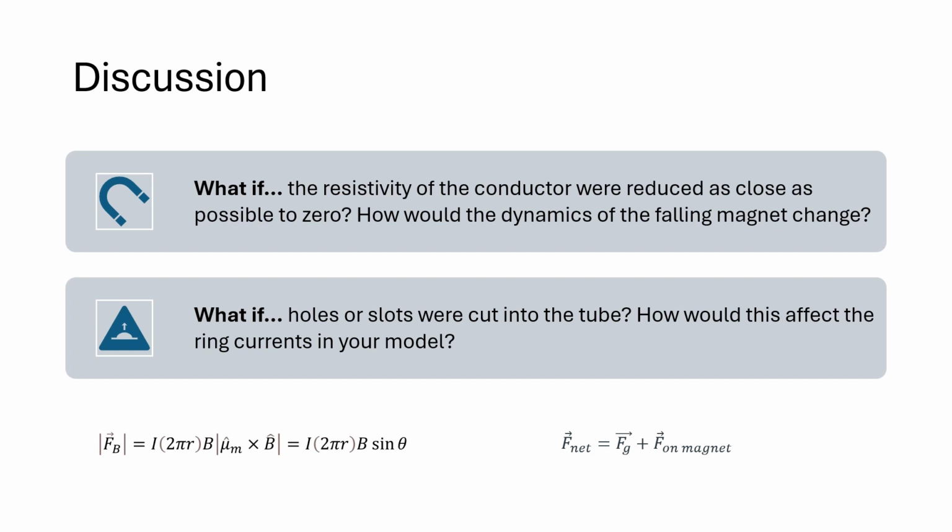Secondly, if there are holes or cuts, they would disrupt the continuation of the rings in the aluminum tube. These rings allow for the induced current to flow around the tube as the magnet falls. Disrupting these rings would reduce the induced current, which, again, as with the equation on the left, is directly related to the magnetic force. So the magnetic force on the loop decreases, and through Newton's third law, the force on the magnet also decreases.